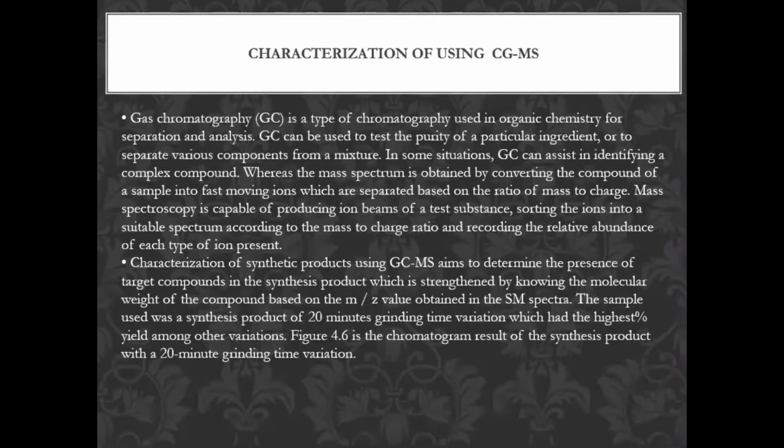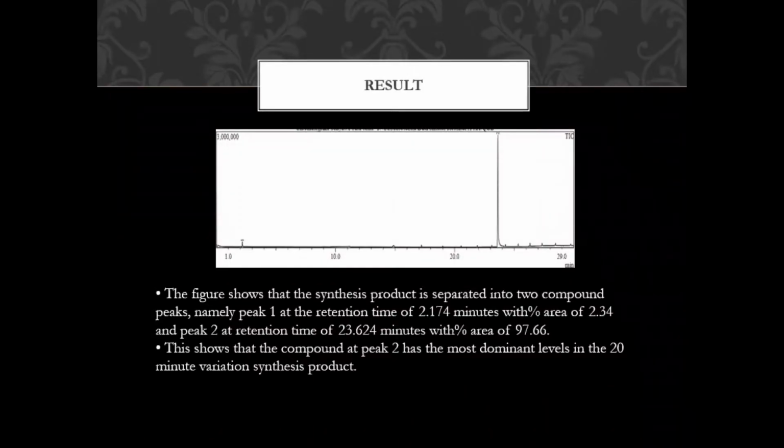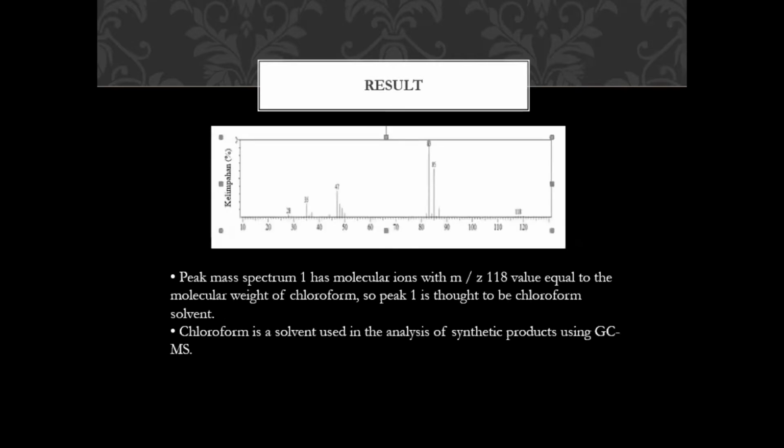The result of characterization using gas chromatography mass spectroscopy in this study were obtained at peak 1 at a retention time of 2.174 minutes with a percent area of 2.34, and peak 2 at a retention time of 23.624 minutes with a percent area of 97.66. The mass spectrum of peak 1 has a molecular ion with a mass to charge ratio of 118, equal to the molecular weight of chloroform, so peak 1 is strongly suspected to be the chloroform solvent.